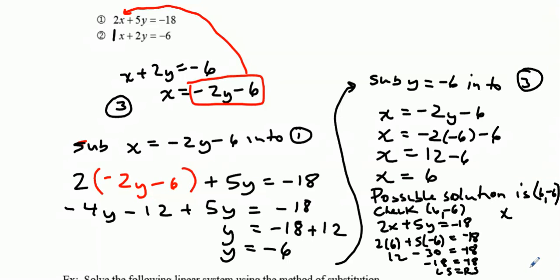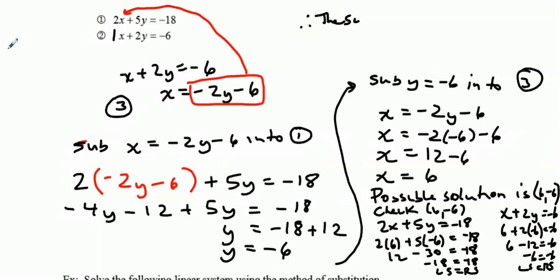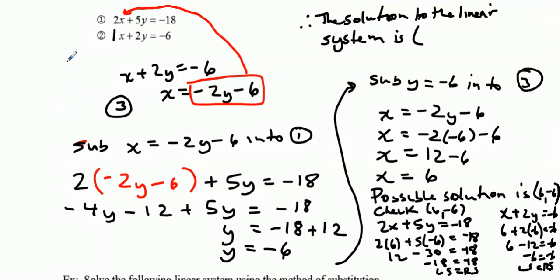This is going to be x plus 2y equals minus 6. And if I put in 6 here and negative 6 for y, I get 6 minus 12 equals negative 6. And indeed, this is true. I'm going to just do my conclusion up here since I don't have room. So therefore, the solution to the linear system is 6, minus 6. Okay.